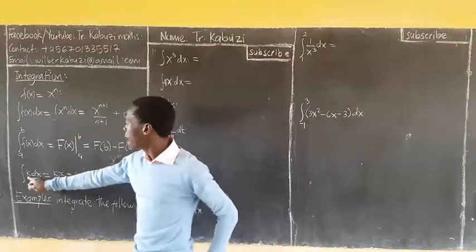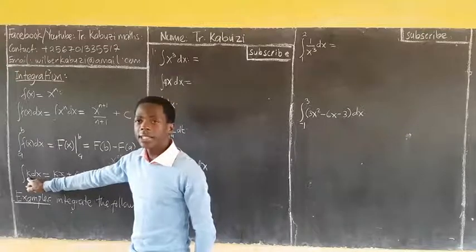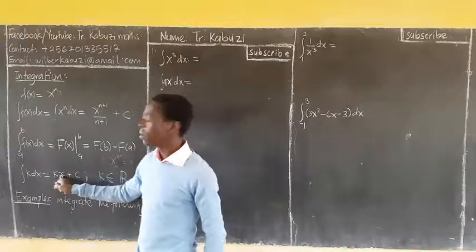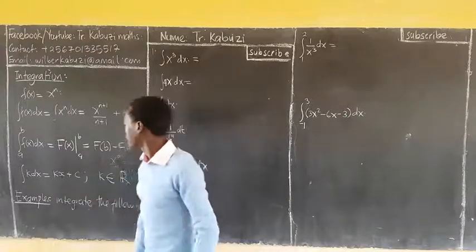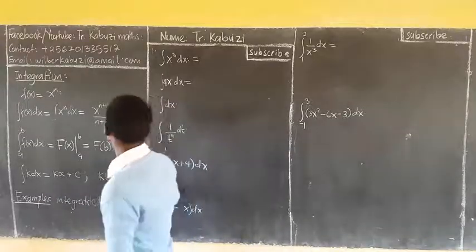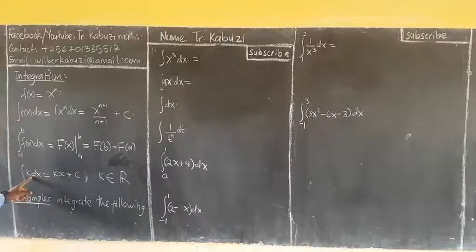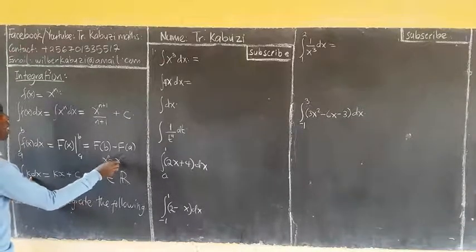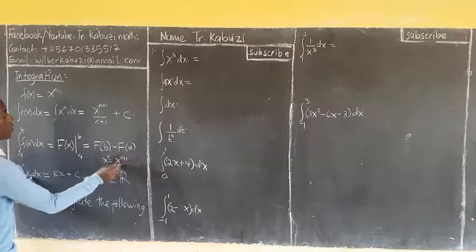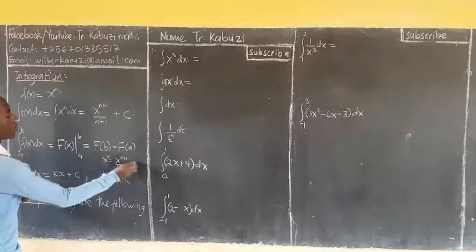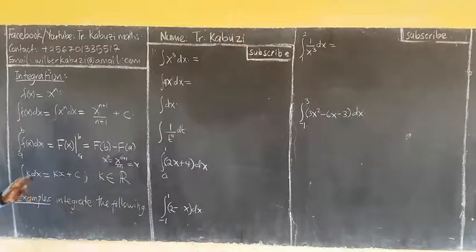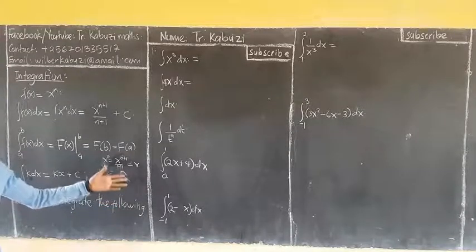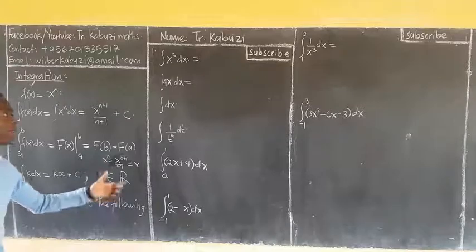Now, when we have the integral of a constant, it's as simple as multiplying the constant by x, or by the variable. How do you know that? You know that here there is x power 0, which is 1. So when you increase this power by 1, you get x over 0 plus 1. That's why you have kx, plus the constant of integration. This k is a real number. It can be a fraction, it can be negative, it can be positive.